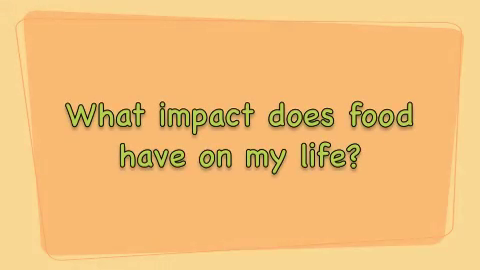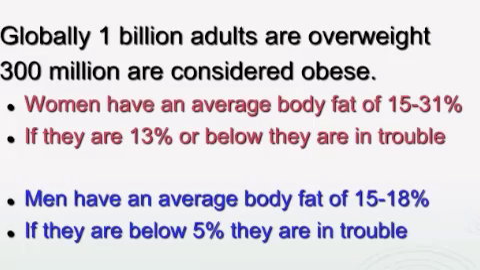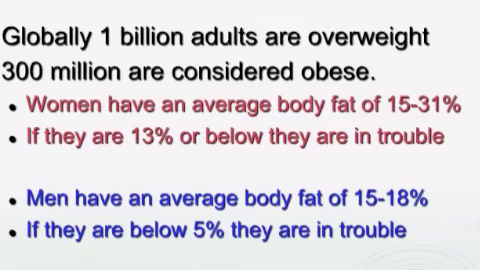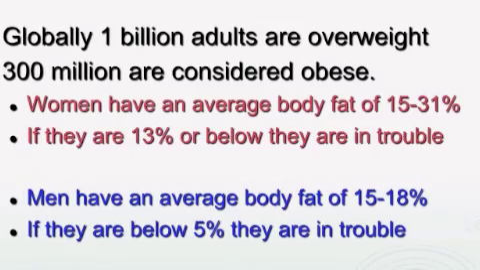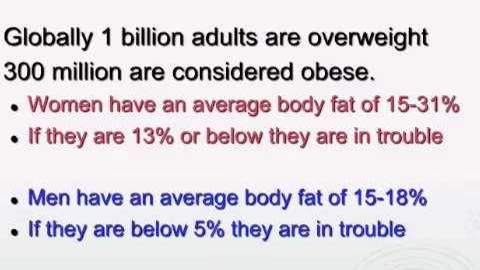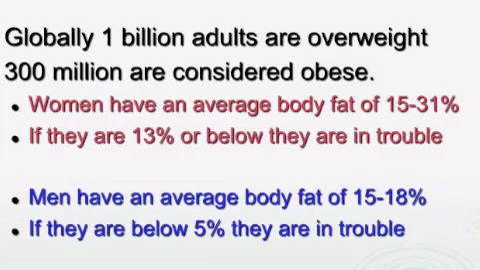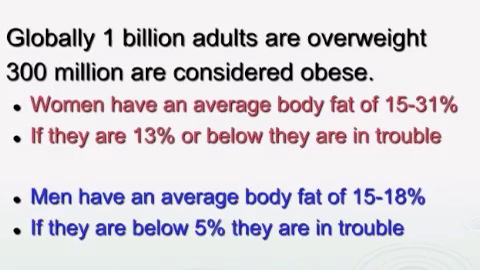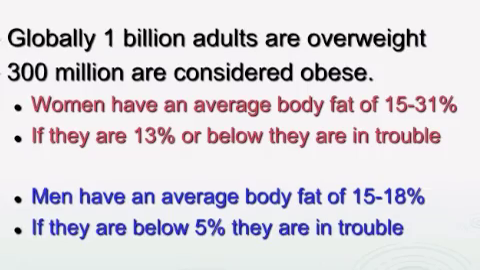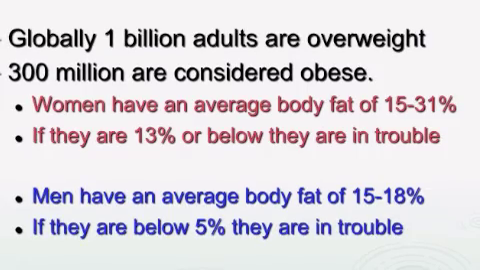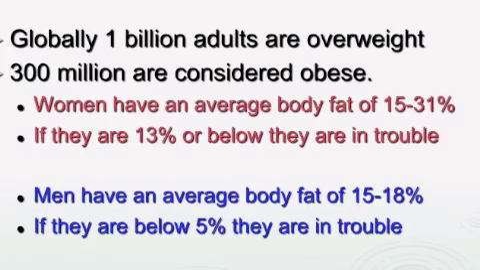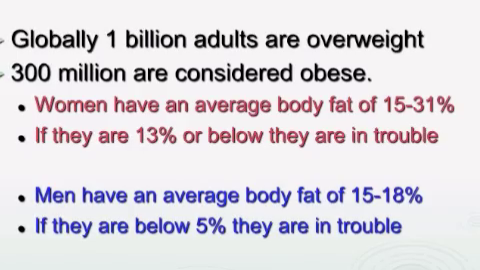So what impact does food have on your life? A lot. Globally, there are about 1 billion adults that are overweight. And considering that the population of the whole world is just approaching 7 billion, that's staggering. There are about 300 million adults that are considered obese. The population of the United States is a little over 300 million. So that would be as if every single person in the U.S. was obese. It's amazing what's happening to our country.